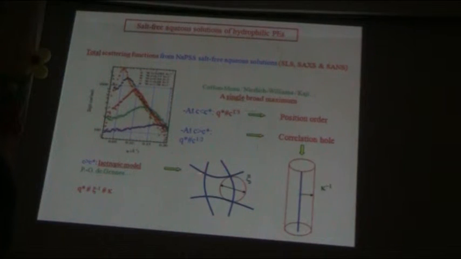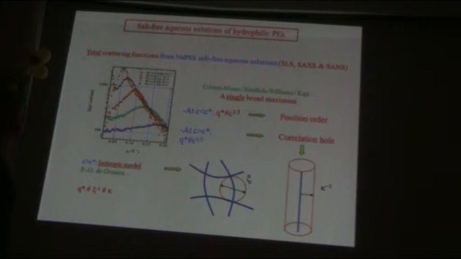And you know, when you are in a dilute solution, of course the monomers are well separated. In this case, this maximum has something to do with the positional order. So, if you take the inverse of the position of this maximum in Fourier space, you obtain the average distance between the macromolecules. You have a positional order.